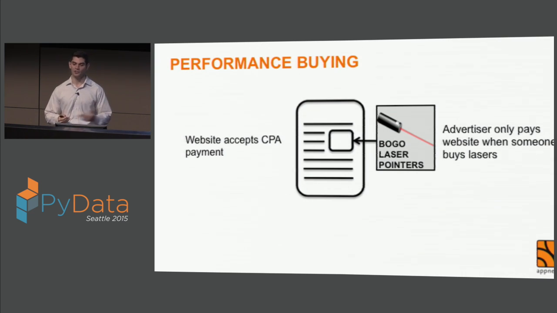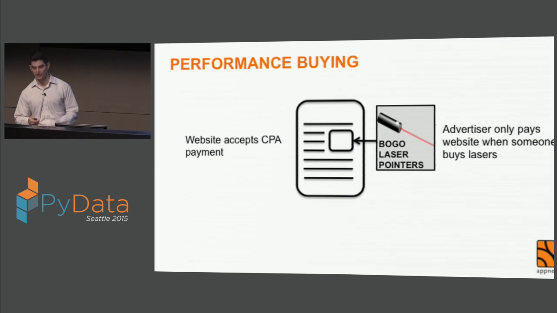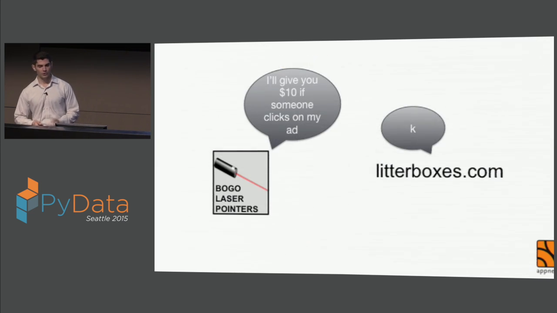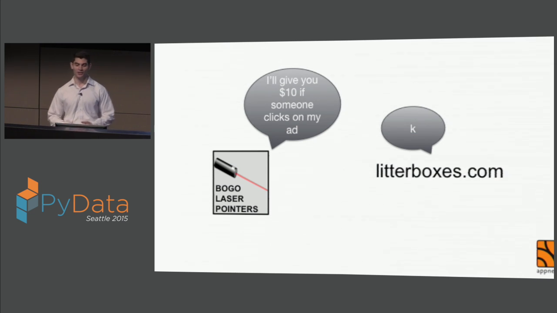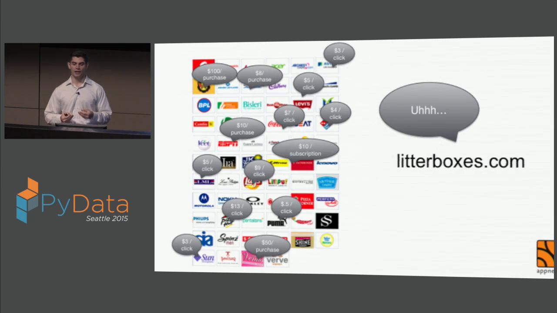On the flip side, the advertiser will only pay out when this action occurs. So here's a little example where Bogo Laser Pointer says to litterboxes.com, I'll give you $10 if somebody clicks on my ad. Litterboxes.com only sees that offer, so he says, sure, why not? But once we introduce different advertisers into the ecosystem, things become a little more complicated. You have all of these offers which the advertisers are pitching to litterboxes.com. For example, $100 for a purchase, or I'll give you $7 for a click.